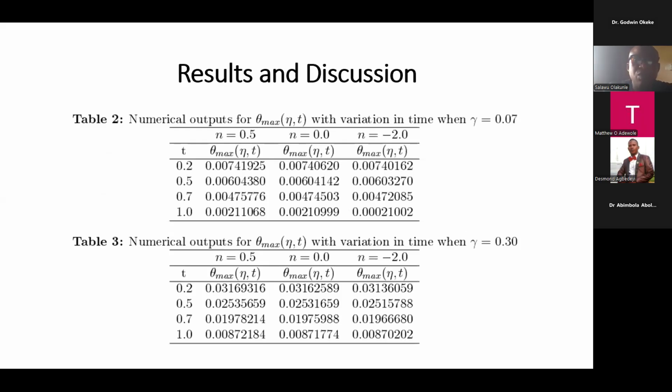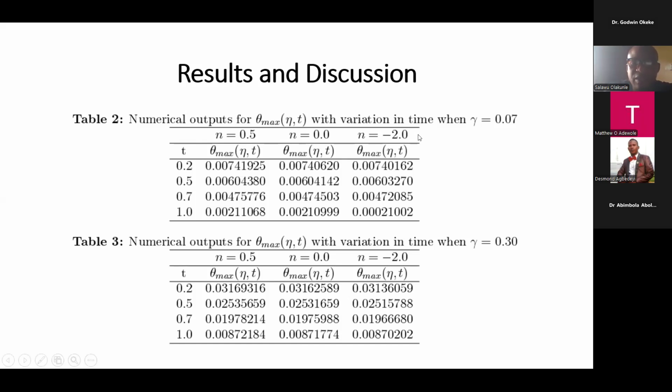So from a certain time, when the gamma, here is the Frank-Kamenetskii term, is 0.7, and when it is 0.30, the temperature at maximum increases far better than when it is 0.07.